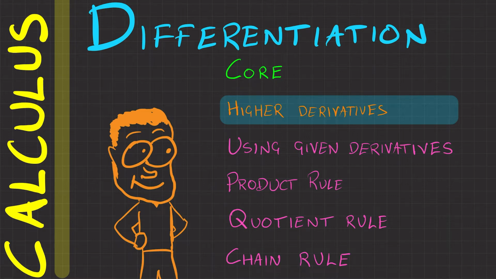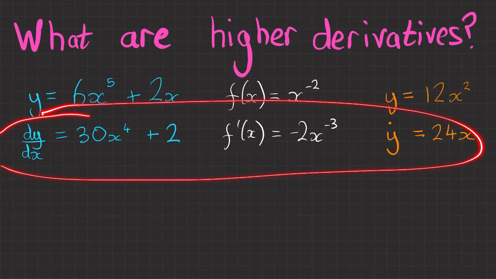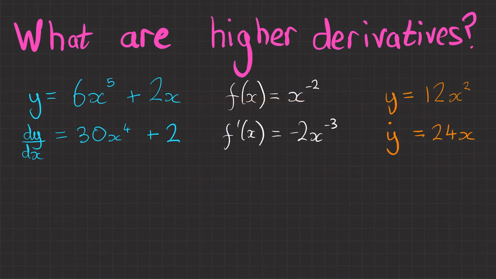Differentiation, let's find higher derivatives. So what are higher derivatives? Well, if we have the original equation here, and then the first derivative here, then higher derivatives are the second, third, fourth, fifth derivative, etc.